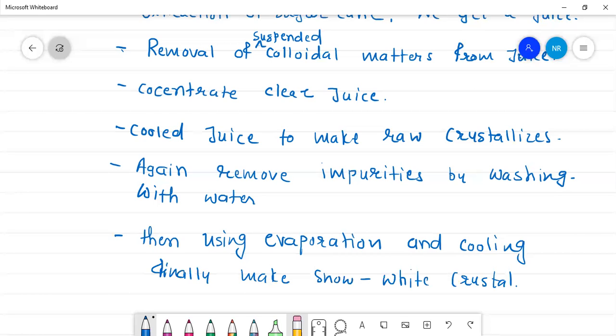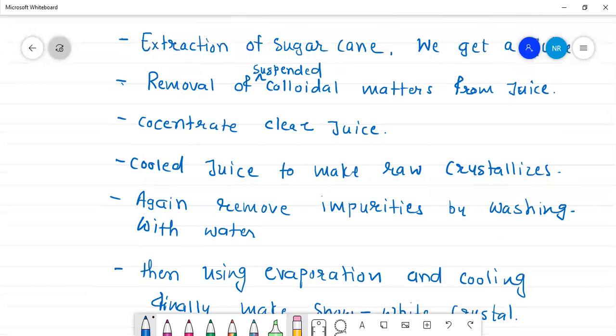these are the final steps. Crystallization is a final step. So what exactly is the goal of crystallization? Crystallization is used to remove the impurities, and after removing the impurities they can make a product which is very fine snow white crystals. They make a very perfect crystal formation.